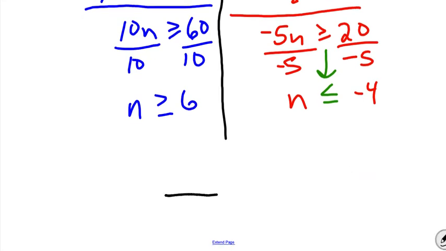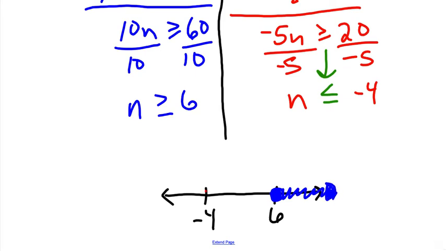So when we graph this, now I know which number is my smaller number and which number is my greater number. So I'm going to put my smaller number on the left. There's my negative 4. Bigger number on the right. There's my 6. I'm going to graph this one first. N is greater than or equal to 6 means closed circle at 6, shaded to the right. Less than or equal to means closed circle at negative 4, and less than means shaded to the left.